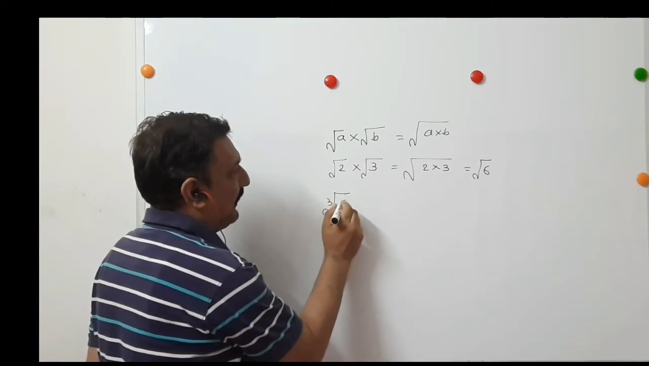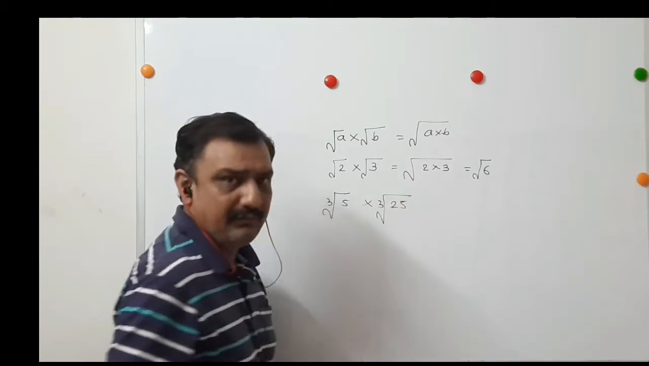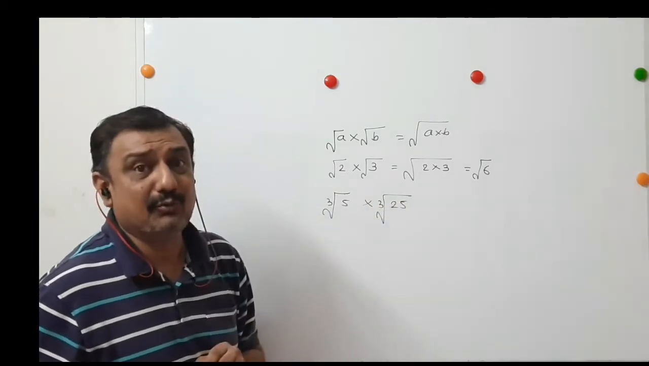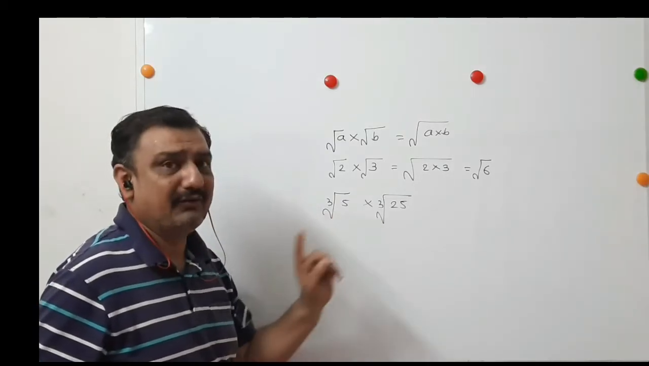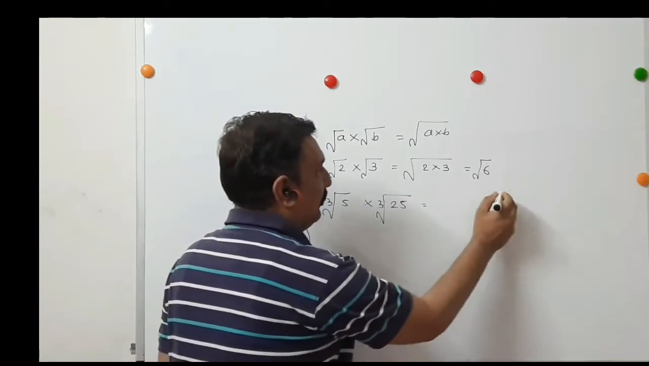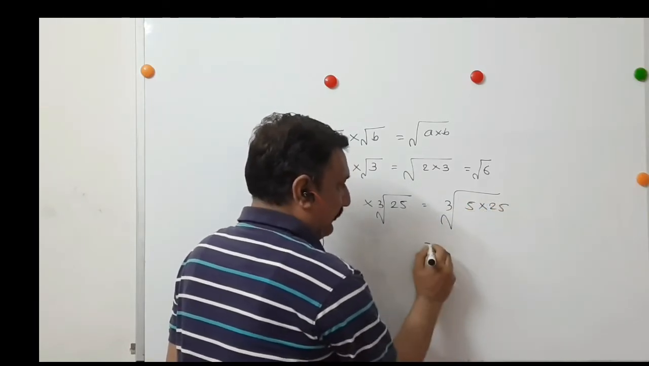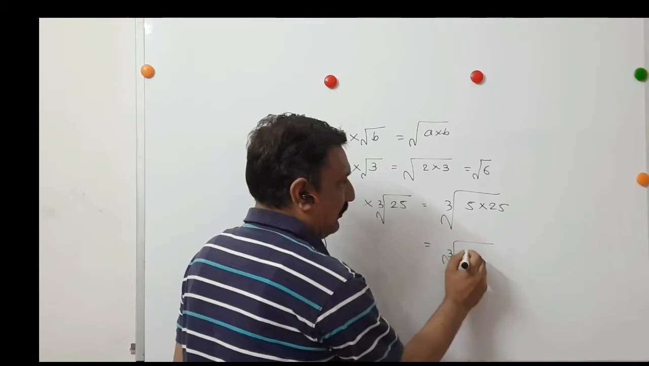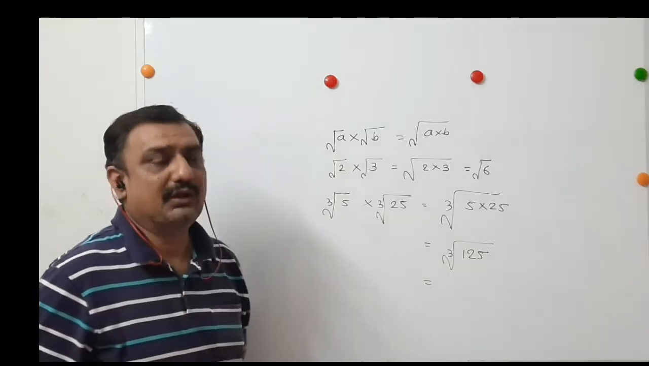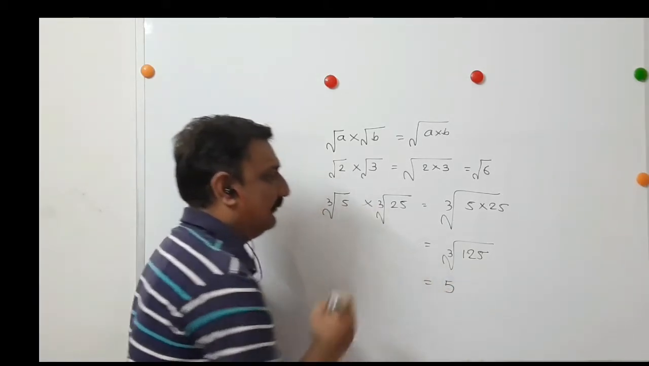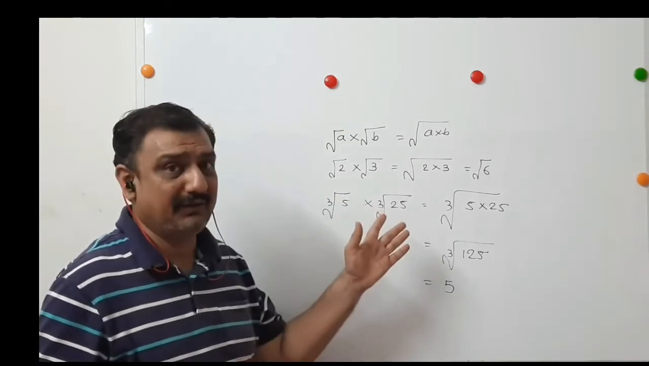Suppose cube root of 5 into cube root of 25. Here both the values have the same root, that is cube root. So simply you put whole cube root of 5 into 25, that is whole cube root of 125. You know that cube root of 125 is 5. So that is the simple rule for multiplication.